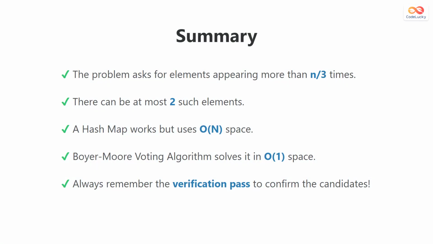To wrap up, remember that the problem asks for elements exceeding the n divided by 3 threshold. There are at most 2 such elements. While a hash map is easy to implement, the Boyer-Moore voting algorithm is the optimal solution for space efficiency. And never forget the verification pass to validate your candidates.